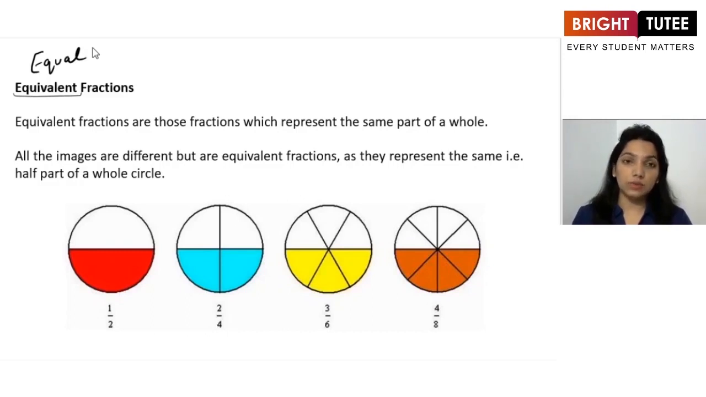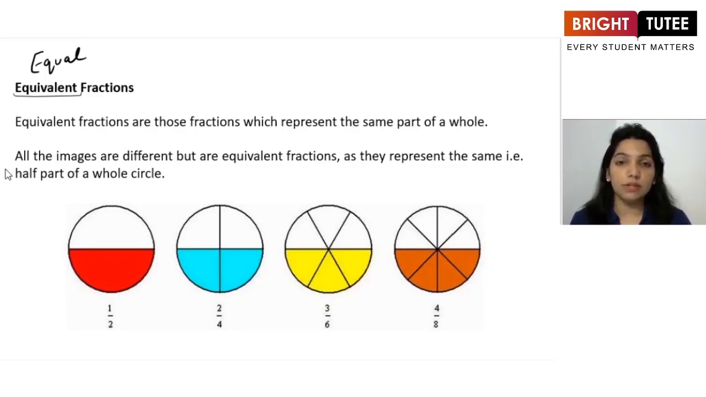Let us read its mathematical definition. It says equivalent fractions are those fractions which represent the same part of a whole, but are written in different ways. Look here in the images in front of you. All the images that you see are different, but they are equivalent fractions. Why? Because they represent the same part of the whole.